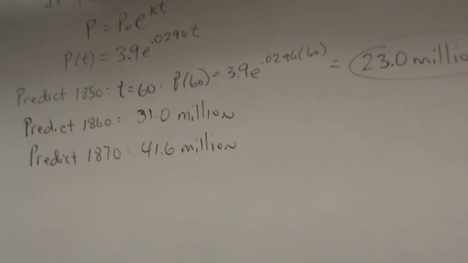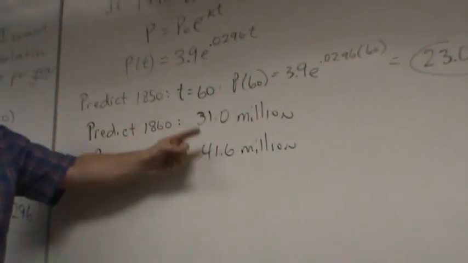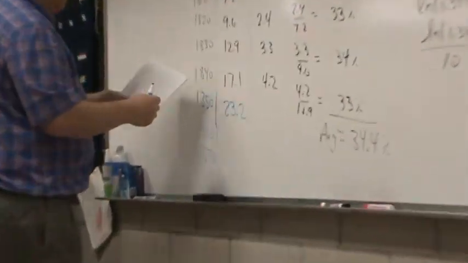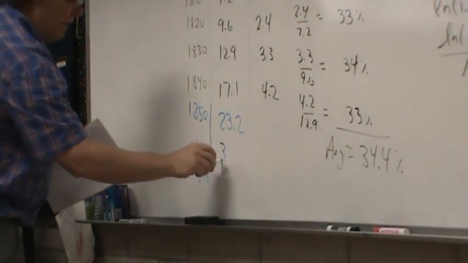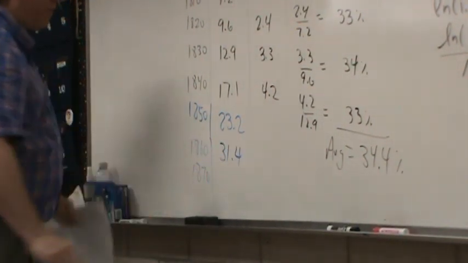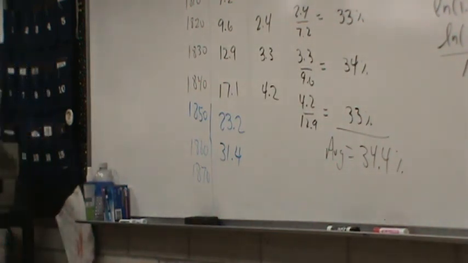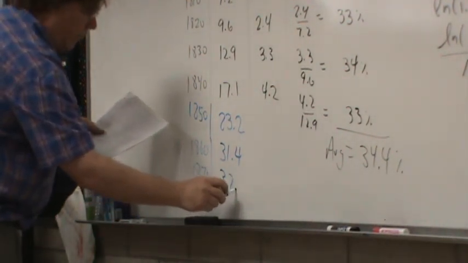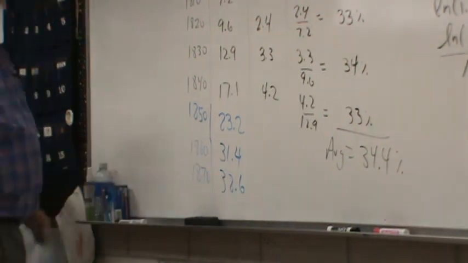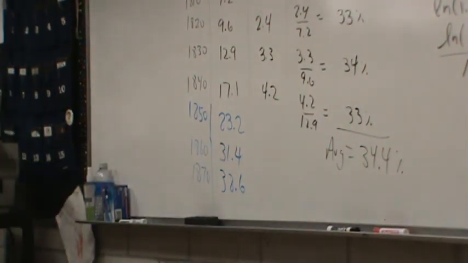Are you guys getting those predictions for 1860 and 1870? Okay, good. In 1860, our prediction is 31.0 million, but in fact, in 1860, it was 31.4 million. Again, you're only off by about 1%. For 1870, we predict 41.6 million, and the actual population was 38.6 million. Now suddenly we're off by something close to 10%.